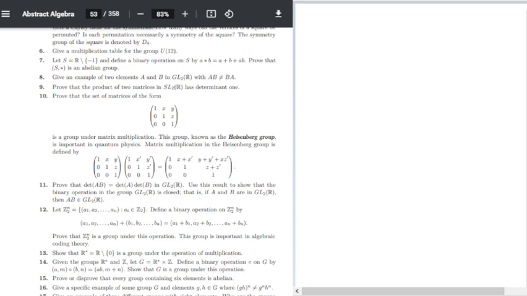Yeah, it will basically be reiterating the same arguments. I'm pretty sure this actually went through in the book in the same exact argument, but whatever. Okay. A multiplication table for the group of 12. We did that. Let S equal R minus {-1} and define A star B by A plus B plus AB, for real numbers not equal to negative 1.